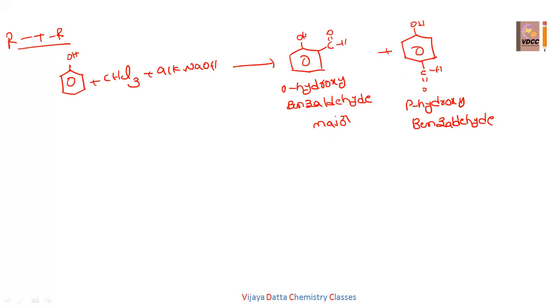Now, what is the mechanism? Let us see the mechanism. First, to get the mechanism, we have to create one reactive center. A reactive species is what we require, and we get that reactive species from the chloroform. So in our mechanism, the first step is getting the reactive species from chloroform, that is nothing but CHCl3. I'll write that CHCl3 for my convenience.